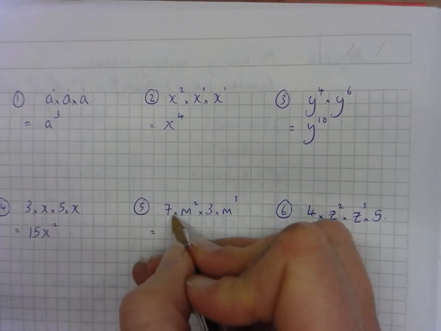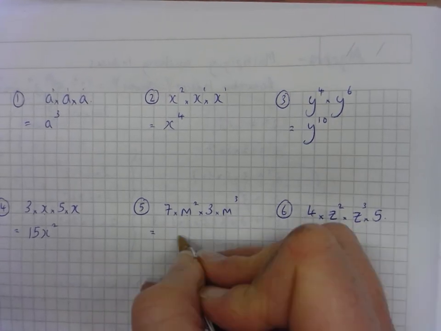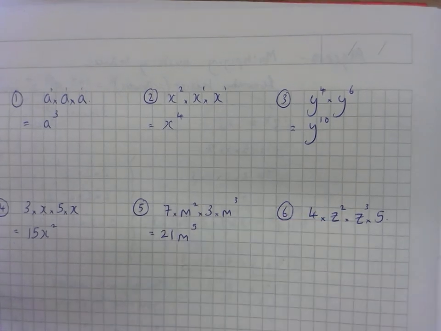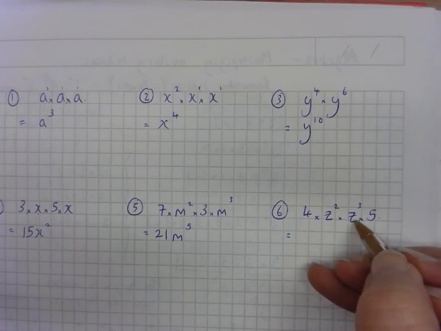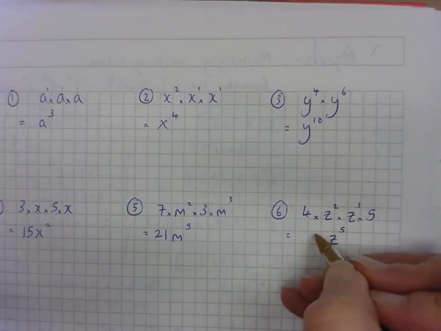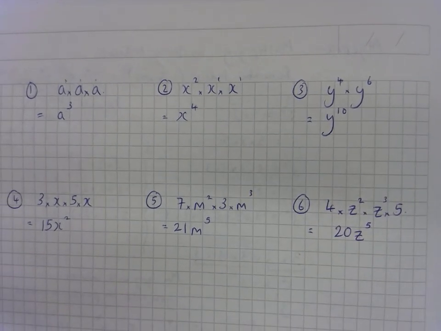7 by m squared by 3 by m cubed. Well, m squared by m cubed is m to the power of 5. 7 by 3 is 21. 21m to the power of 5. And finally, z squared by z cubed is z to the power of 5. 4 by 5 is 20. 20z to the power of 5. Hopefully that's beginning to make more sense.